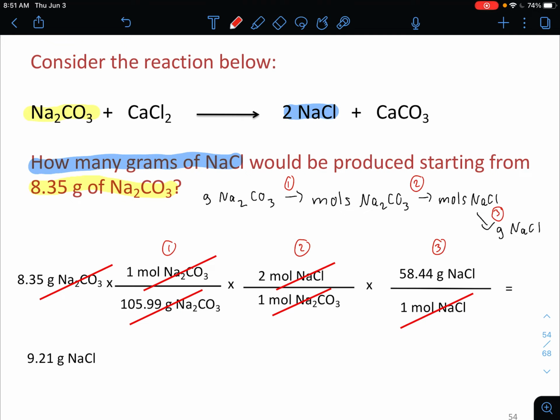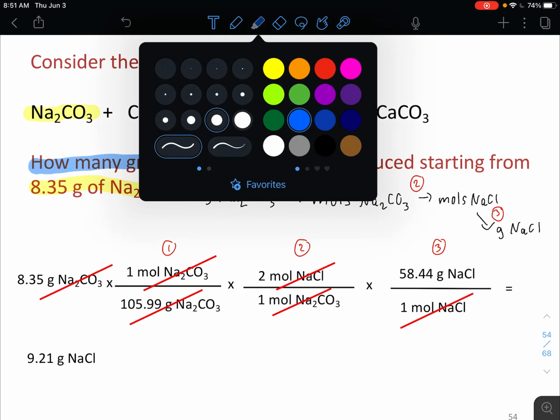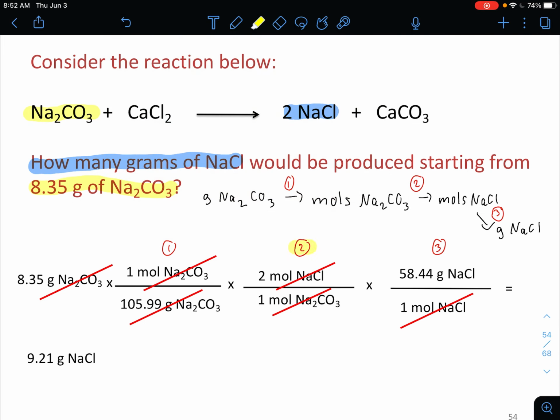And one other thing to note is step 2 is the only point in the process where I even need to consider the coefficients in the balanced equation. It's not going to affect steps 1 and 3. Those are always going to be just the molar mass of the reactant and product. It doesn't matter what the coefficients are.